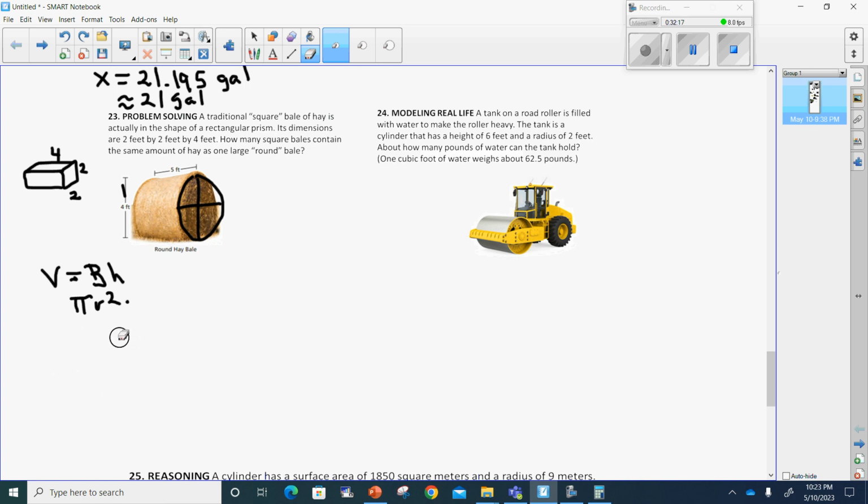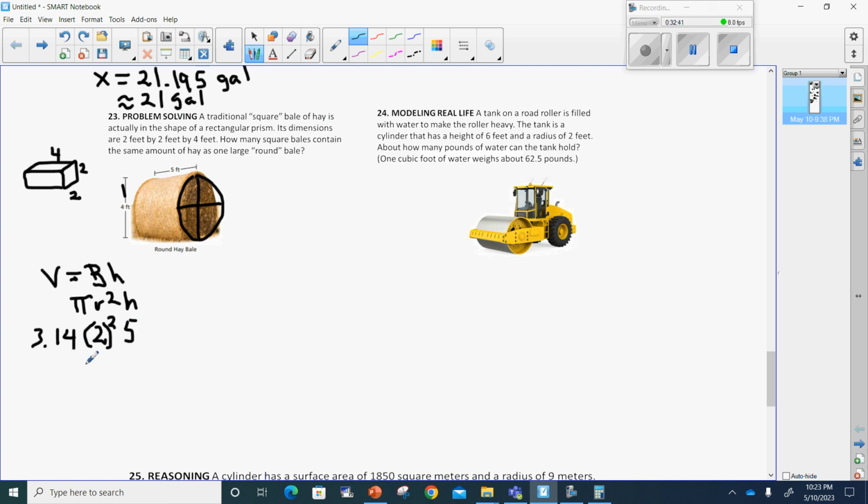First, let's solve for the bale of hay that we've got. This big round one here. So this one is going to be, if this is 4, then that's going to be 2 squared. We're multiplying that by 3.14, and then the height, that's going to be 5.